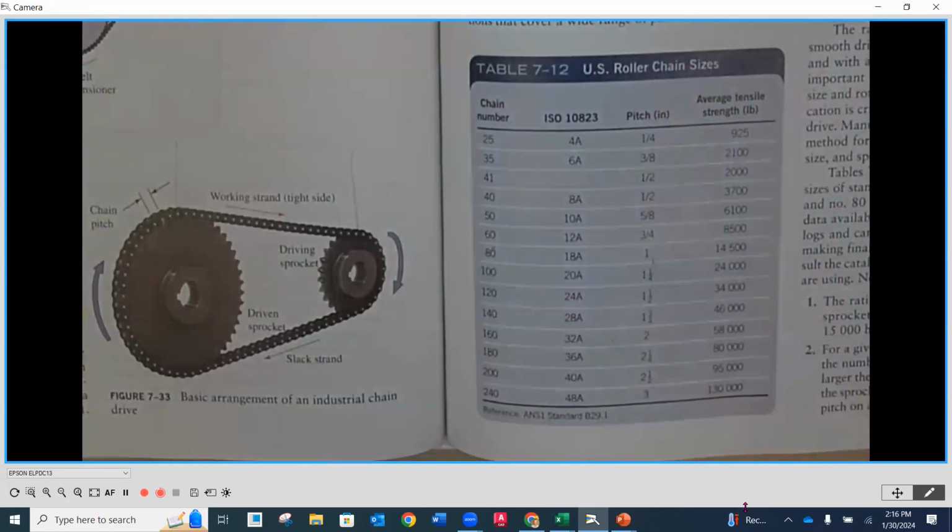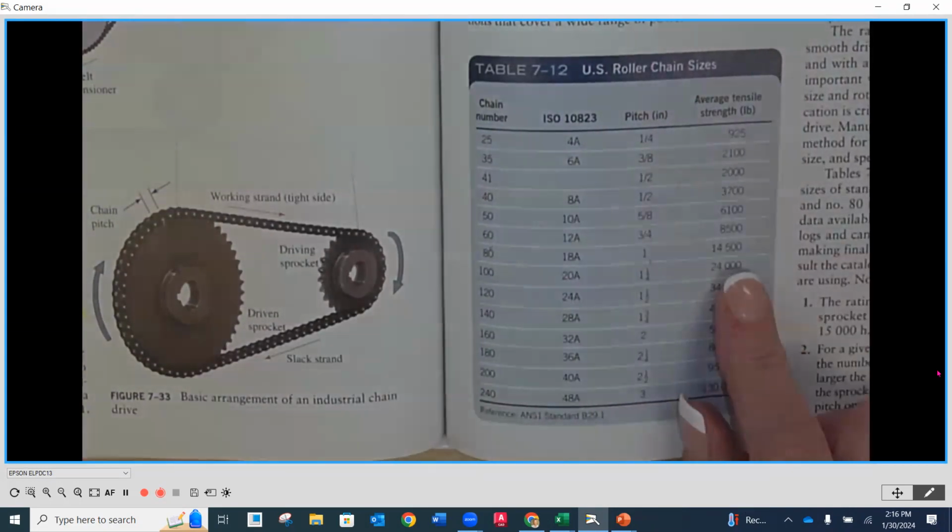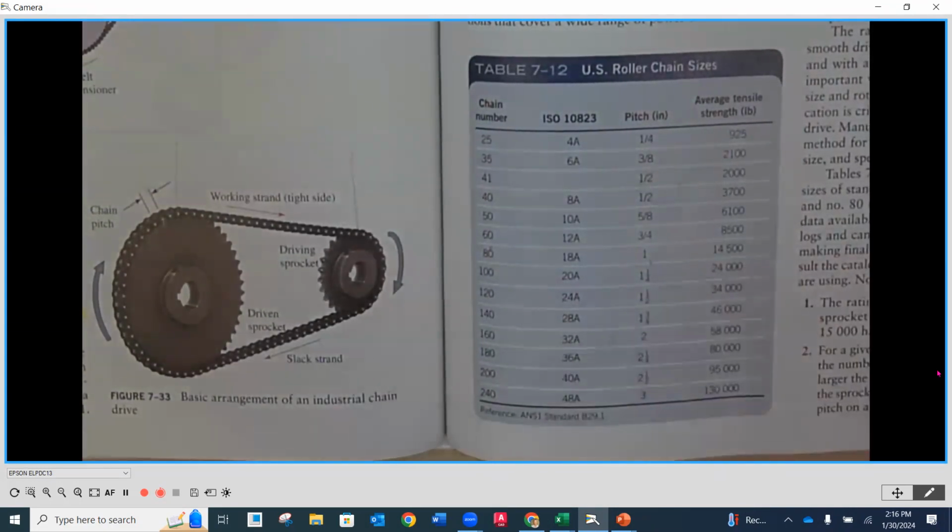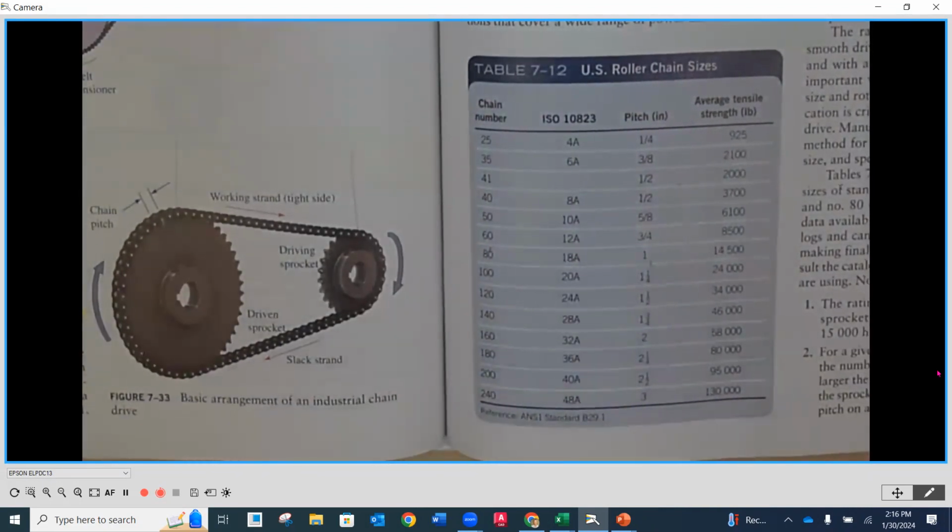So you'll notice here, as my numbers get larger, so does the actual pitch in inches. It gets to be larger, thicker, chunkier type of chain. Now, over on the right-hand side, you're going to notice the average tensile strength. So as these chains get larger, you're able to then stretch them more. They can take more tensile strength.